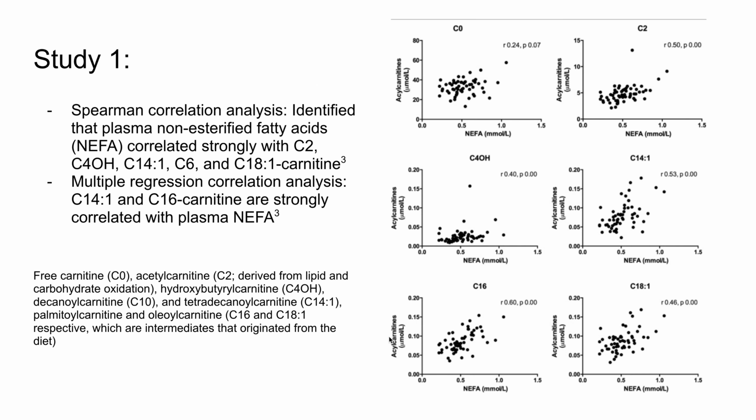Researchers did 2 correlation analyses. The first one is called a Spearman's correlation test. They found that plasma non-esterified fatty acids, or NEFAs, corresponded very strongly with certain species of carnitines, specifically C2, C4, C14, and C6 and C18 carnitines. The second multiple regression test found that C14 and C16 carnitines are strongly correlated with plasma NEFAs.